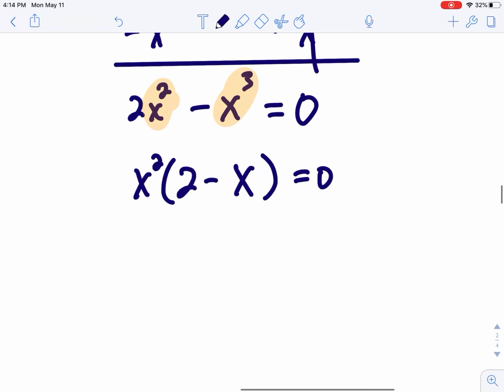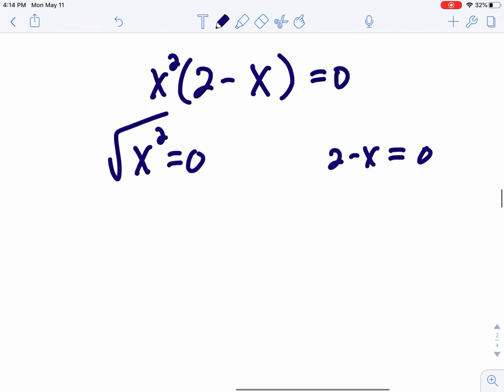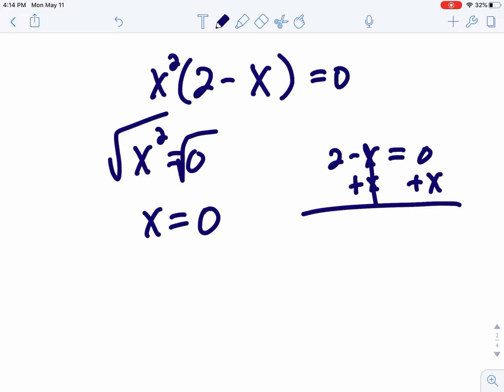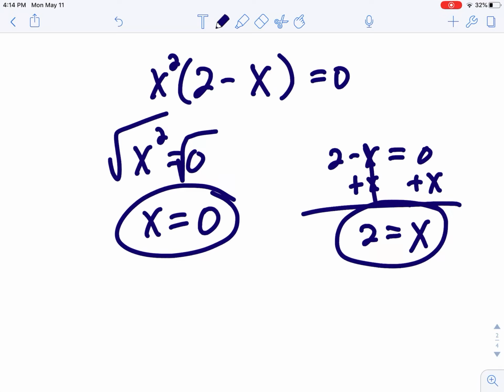Now I need to set each one of these factors equal to 0. X squared equals 0, 2 minus x equals 0, and solve them. To solve the first one, I square root both sides. The square root of 0 is 0. On this other one, I can just add x to both sides. 2 equals x. So I have two solutions here, 0 and 2.